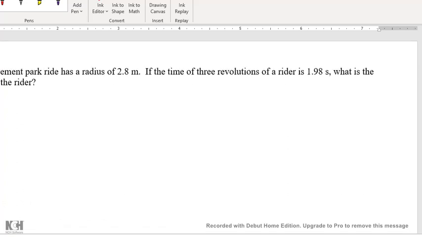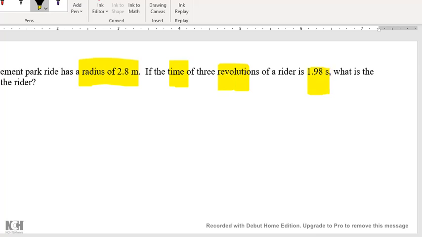Number 3. An amusement park ride radius. You're reading straight from the problem, guys. If I get the highlighter, look what it says right here. Radius 2.8. 3 revolutions in 1.98 seconds. So now if you have revolutions, what is the speed? Speed is equal to what? D over T. V equals 2 pi r over T.